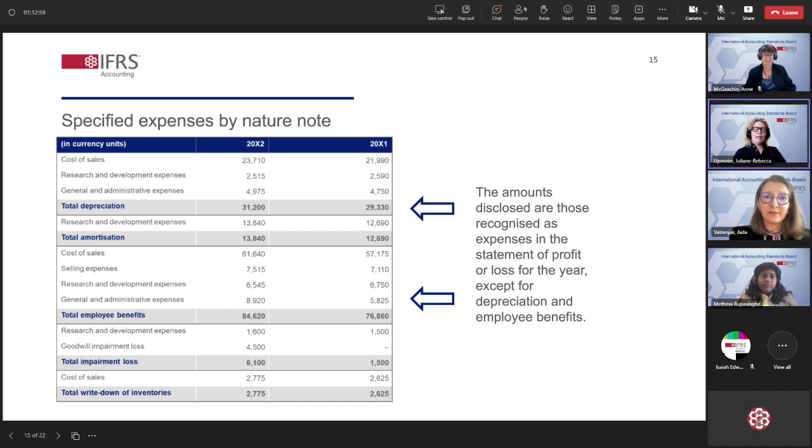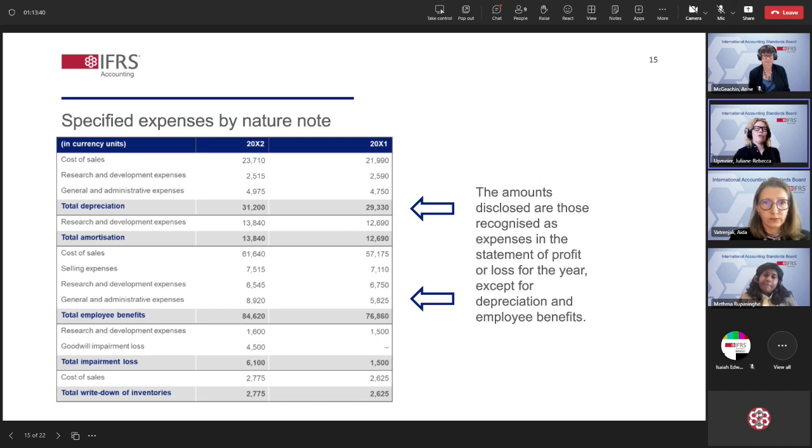Sure. This slide shows an example of the requirement to disclose the amount of depreciation, amortization, employee benefits, impairment of non-financial assets, and write-down of inventories included in each line item in the operating category of the statement of profit or loss. Here we can see the amounts disclosed in this example are those the company has recognized as expenses in the period, except for depreciation and employee benefits. The amounts disclosed for depreciation and employee benefits in this example represent instead the charge or costs incurred for the period and include amounts that have been capitalized by including them in the carrying amount of inventory.